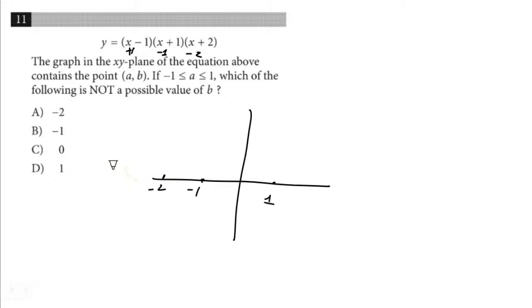So the function crosses all these lines. We know that it either changes or doesn't change its value, but between these points it should be either positive or negative. It says there's a point (A, B), and A is between these two numbers. So it's somewhere here, there's A. Let's find if our function is positive or negative here. Let's put 0, any number between these, in our equation. So it's -1 multiplied by 1 multiplied by 2, so it's -1, so it's negative.